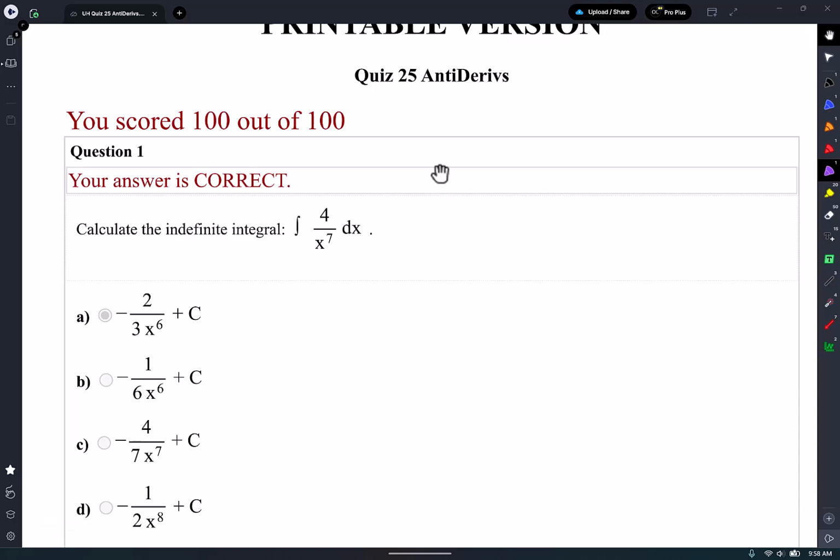All right, guys, here we go. We're going to focus on the easier integrals, the easier ones.